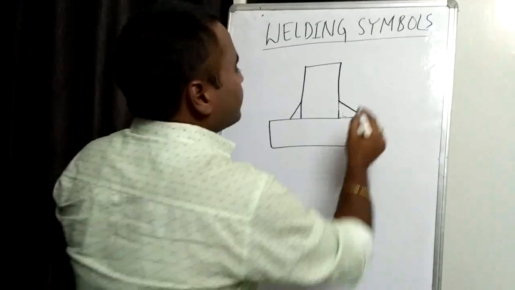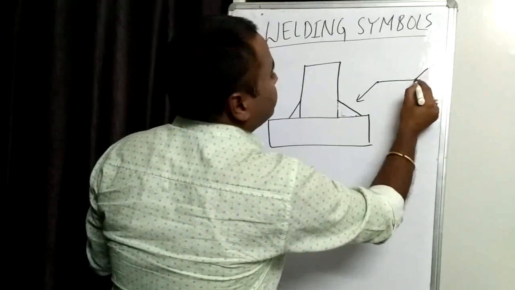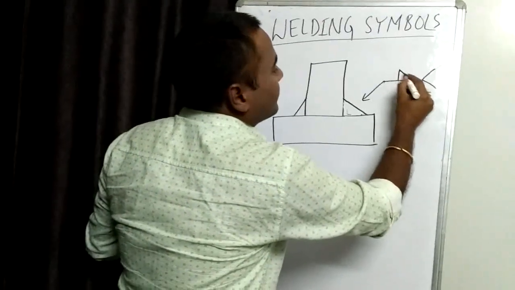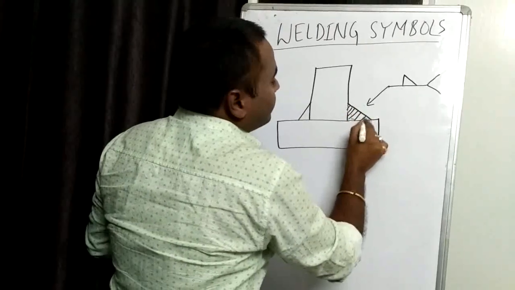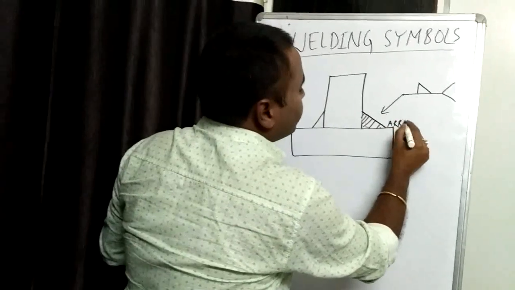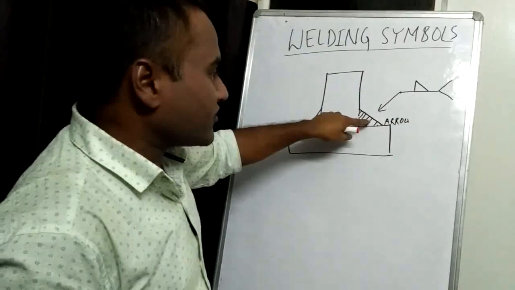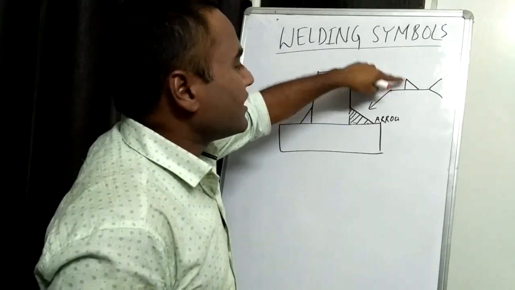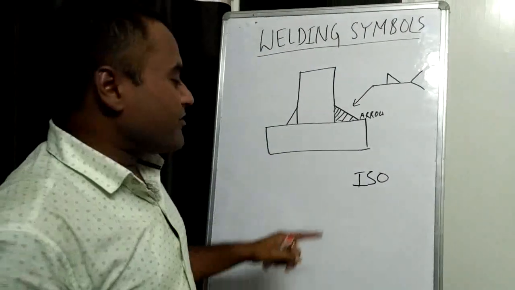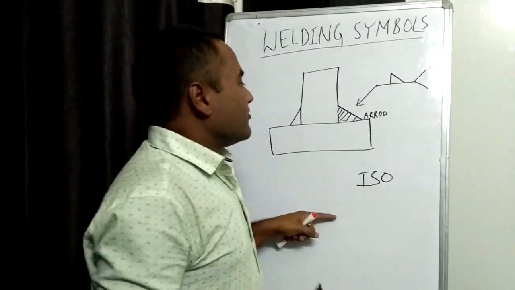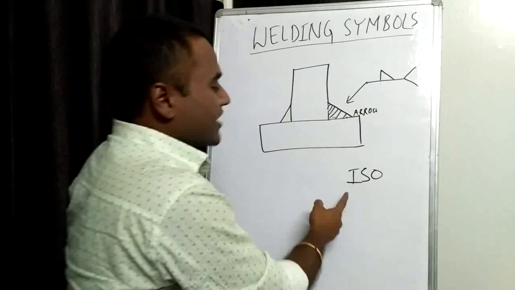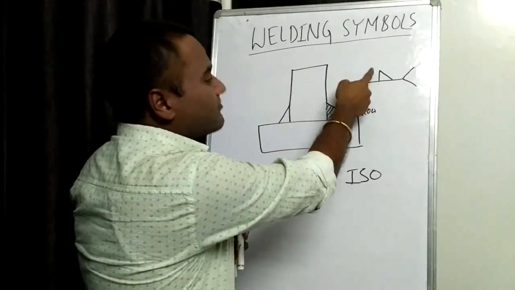As per ISO, for arrow side, we have to use above the reference line. Means, suppose we have to carry out our welding on the arrow side. This is our arrow side. If we have to carry out our welding on the arrow side, then this fillet symbol shall be given above the reference line as per ISO. So please remember this difference. As per AWS, for arrow side welding, the symbol shall be given below the reference line, but as per ISO, this symbol shall be given above the reference line.